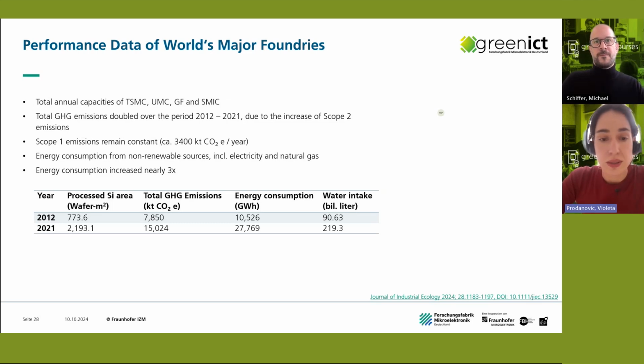Energy consumption in total increased 3 times, and the water intake increased 2 times. So yeah, this maybe is not complete data. It focuses only on a few foundries, but still an interesting table to have a better overview of what the absolute values are.